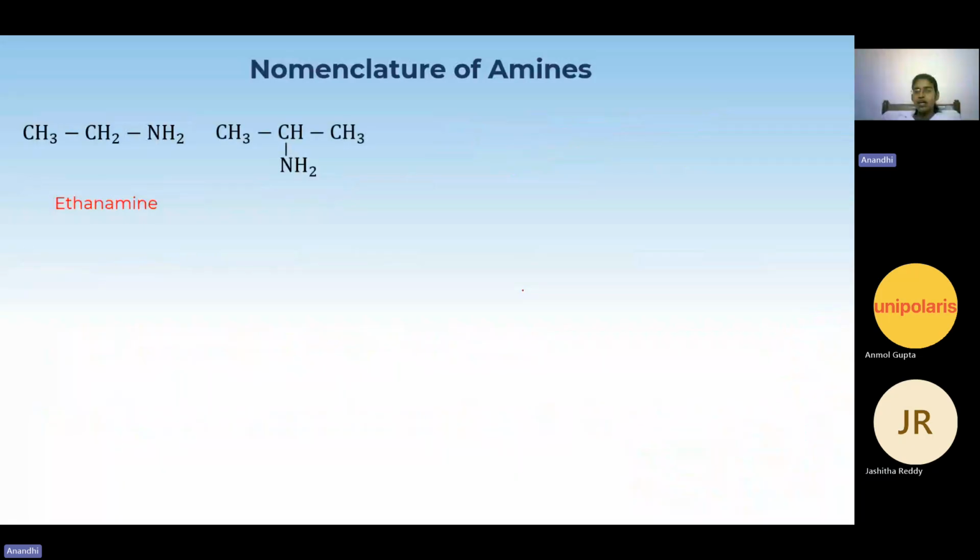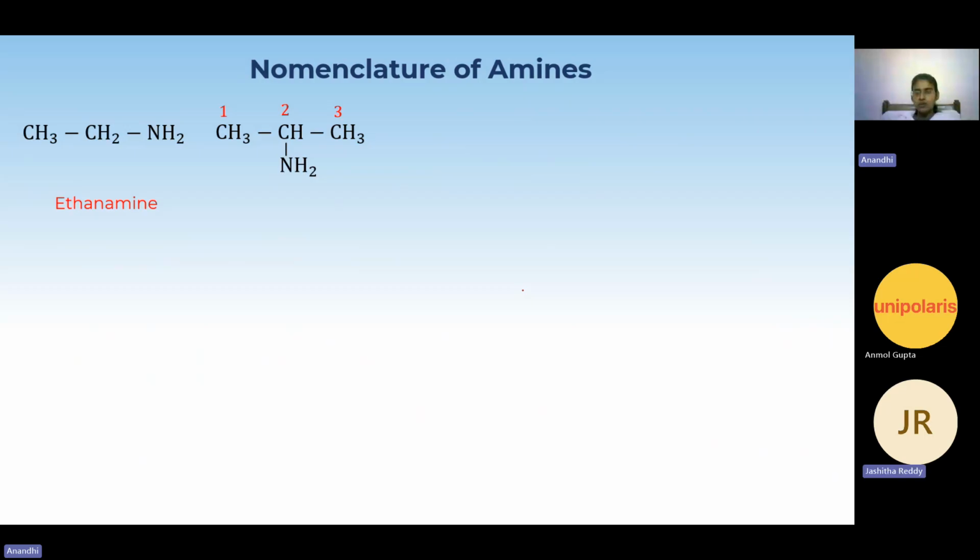Here I have more than 2 carbons, right? If you have more than 2 carbons in your compound, not only for amines but for all organic chemistry compounds, then you have to start numbering. This is the rule given by IUPAC. Now this molecule is symmetrical, so I can number from left to right or right to left. Both will give me the same number to the carbon attached to NH2. So here I am going to number from left to right, 1, 2 and 3 like this.